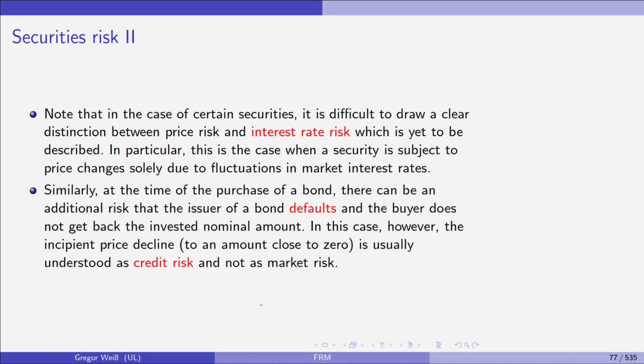However, in some cases, you will also have interest rate risk when you have a security. And this is particularly the case when the security itself is subject to price changes solely due to the fluctuation of market interest rates. And this is the case for bonds. Bonds are the prime example of a fixed income product. Usually, if it's a coupon bond, it guarantees you a payment of, say, you pay a price P and you get 3, 3, 3 and 103 with a notional of 100. So that's a coupon bond.